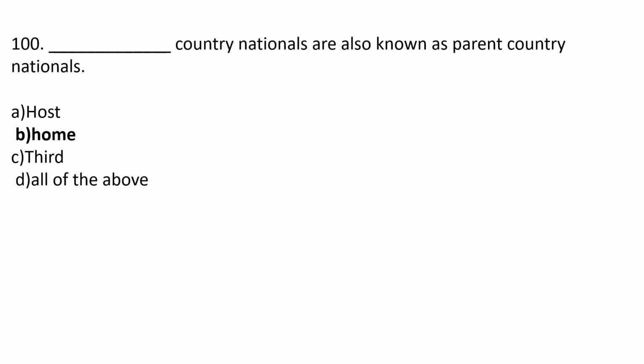Dash country nationals are also known as parent country nationals. Option A, host. Option B, home. Option C, third. Option D, all of the above. The correct answer is option B, home. Home country nationals are also known as parent country nationals.